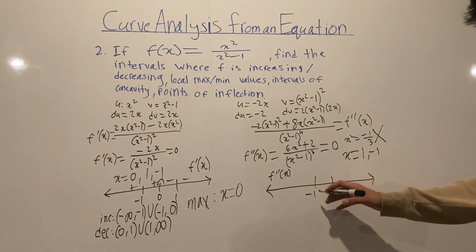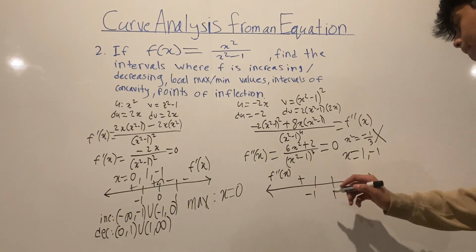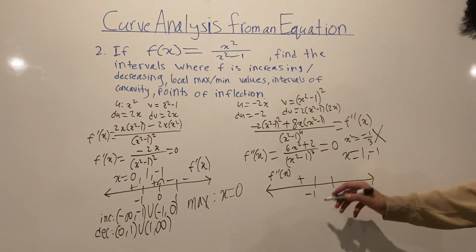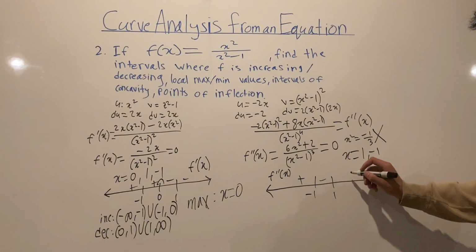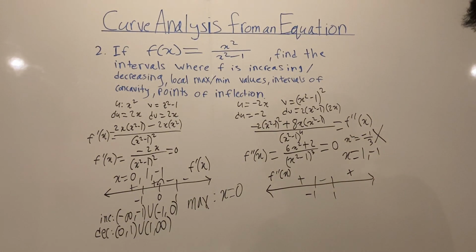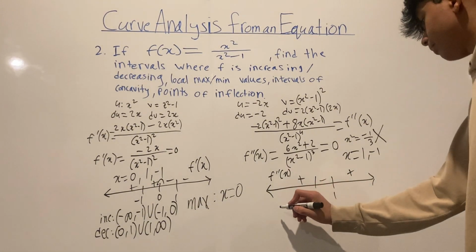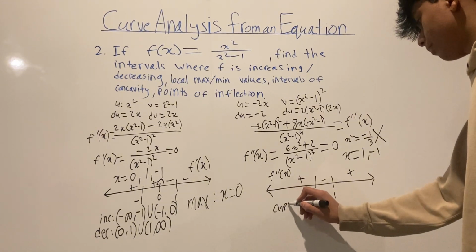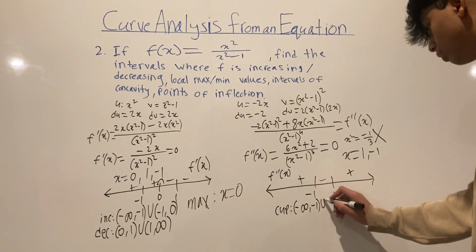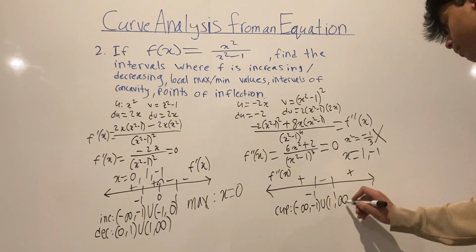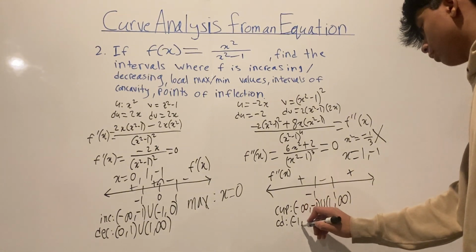Now, if you plug in a number less than negative 1, you're going to get a positive number here. And if you plug in a number in between negative 1 and 0, you'll get negative. And if you plug in a number greater than 1, you'll have a positive number. So now we have our intervals of concavity, which is just going to be C up between negative infinity to negative 1 and union 1 to infinity. C down is going to be between negative 1 to 1.